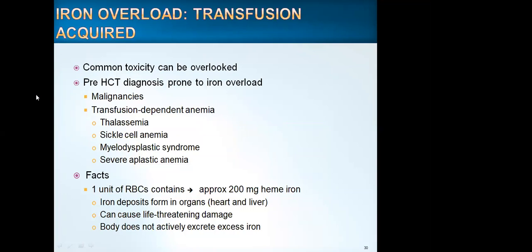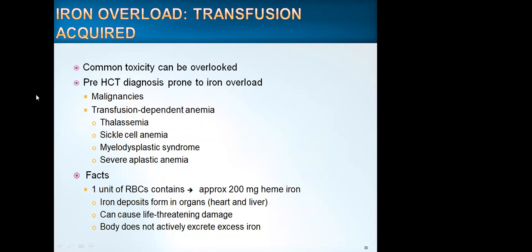So the next condition we are going to see is iron overload. Usually iron overload is transfusion acquired. As we are treating a lot of thalassemia patients, from birth the patients will be on transfusions, and some have irregular transfusions. Generally the iron levels will be high. Common toxicity can be overlooked.